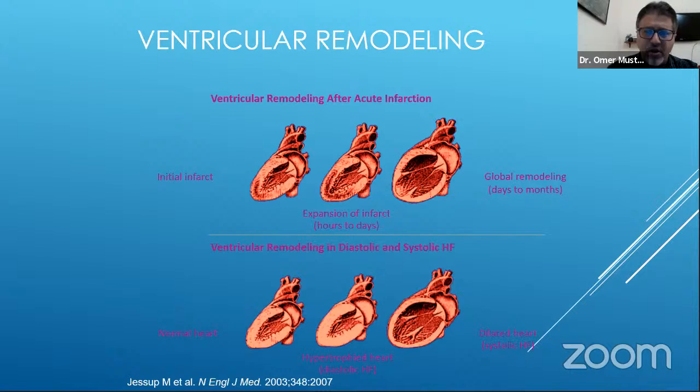So this is just a diagram showing you how ventricular remodeling leads to cardiac dilatation in patients having heart failure. And this is just to show that when there is a hypertrophied heart, that is a heart failure with preserved ejection fraction, you can see hypertrophy and then later diastolic heart failure, leading to a dilated heart and then systolic heart failure.